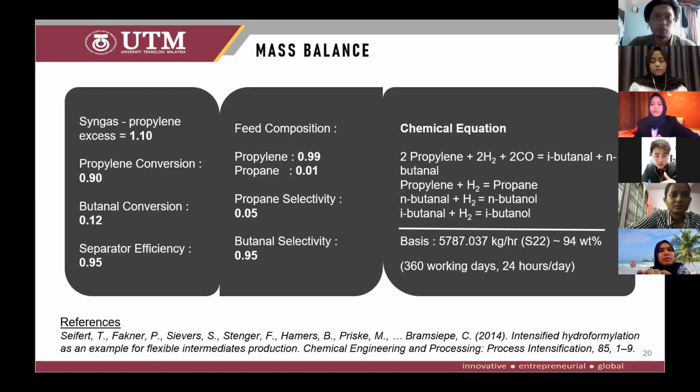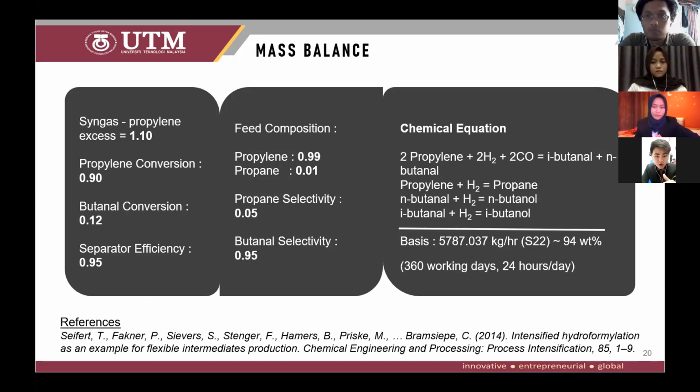So here, for the process specification, we referred to one of the journals. As you all can see, I have put the reference below. And our basis of calculation is to produce 50 kMTA of isobutadiene. So we have changed it into kg per hour by considering our plant will operate for 360 working days a year and 24 hours a day. So next.